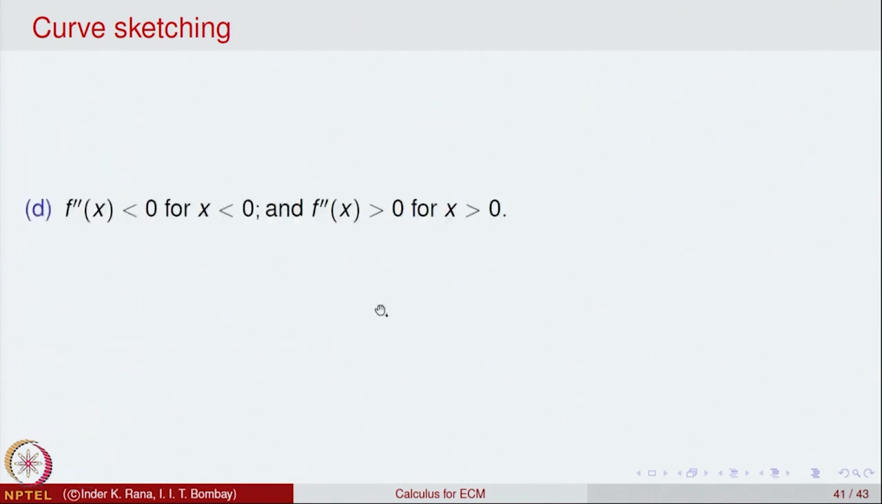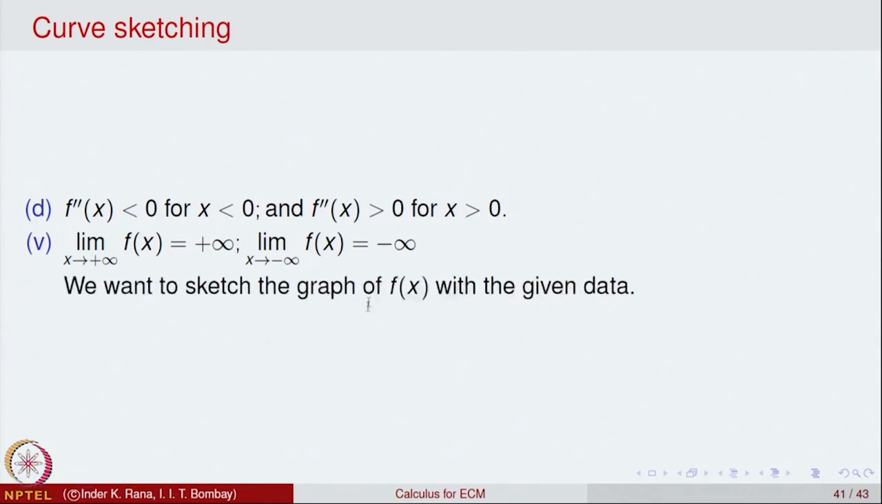And the nature of the second derivative gives us whether the function is concave up or concave down. So, it says for x less than 0, the second derivative is less than 0, that means the function is concave down, and concave up for x bigger than 0. And as x goes to plus infinity, the function goes to plus infinity, and as x goes to minus infinity, the function goes to minus infinity. So, with all this data we want to sketch the graph of the function. So, let us sketch the graph of the function from this data.